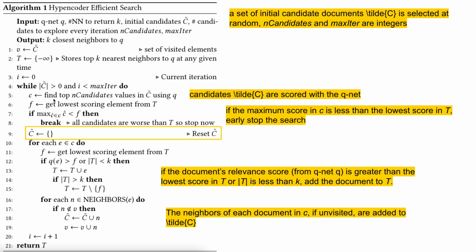Point 2 is that in the first line, in our iteration loop, we only select the top n candidates in C tilde. So let's say C tilde is 10,000, right? So we have an initial candidate set of 10,000, and let's say n candidates is 128. So we're only storing 128 candidates, and the other, what is that?